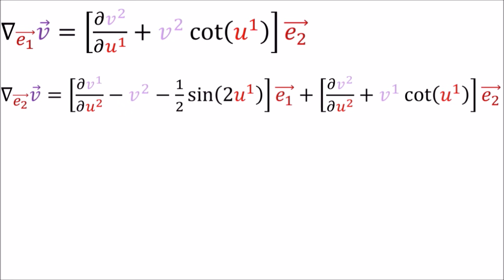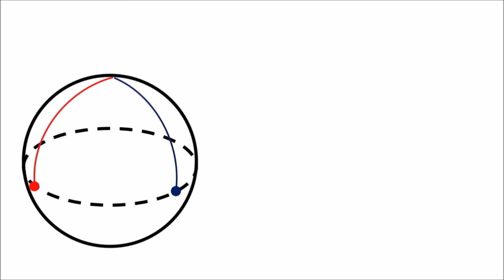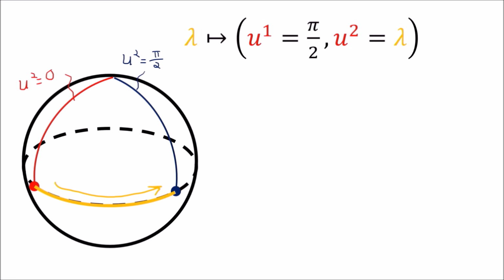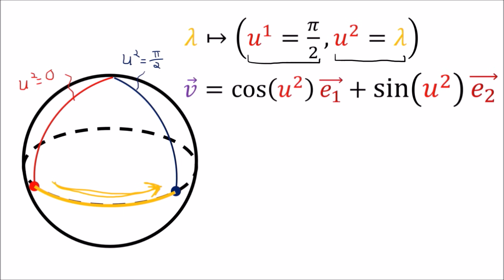Okay, so now let's finally do a real example. So let's take this yellow curve on the sphere that travels along the equator from u2 equals 0 to u2 equals pi over 2. The formula for this curve is a function from the curve parameter lambda to the points with u1 equals pi over 2, which is the equator's latitude, and u2 equals lambda. So as lambda increases, we travel along the equator. And on this curve, we're going to assign a vector field, where the first component is cos of u2 and the second component is sine of u2.